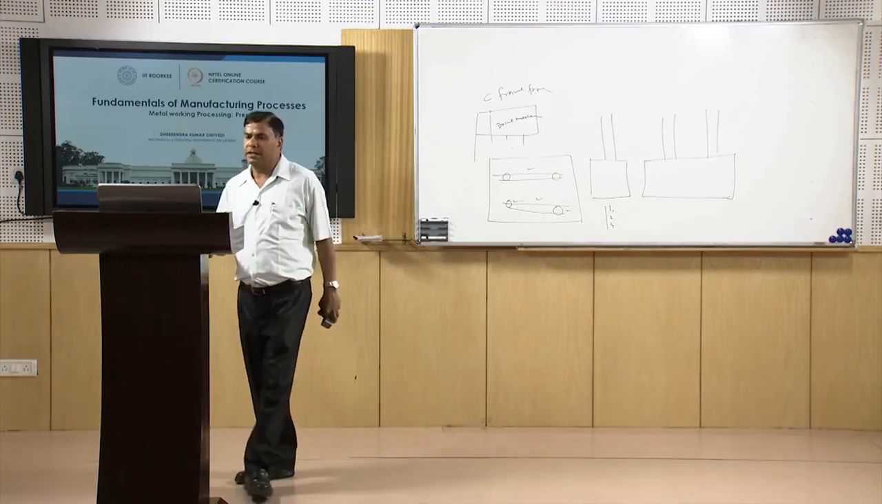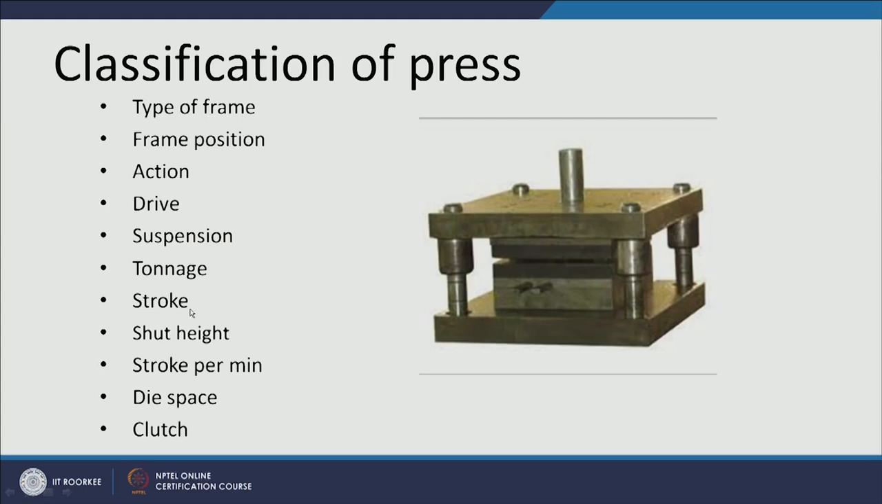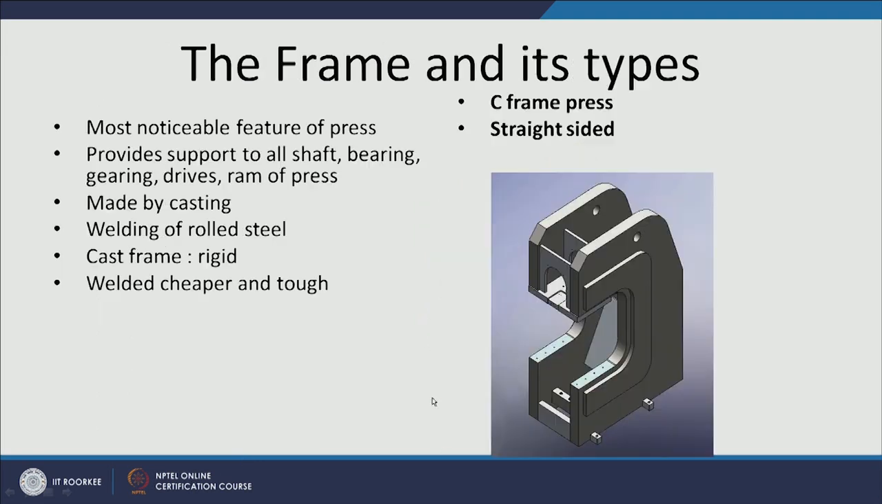Then tonnage, as I already explained, is the maximum force which can be applied by the press. The stroke is the length of the movement, or the travel of the ram, from the topmost position to the lowermost position. Then shut height, stroke length, number of strokes per minute, the die space and the clutch. As I have said, the frame is the main part of the press which takes all the forces and houses all the components like shafts, bearings, drives and the rams.